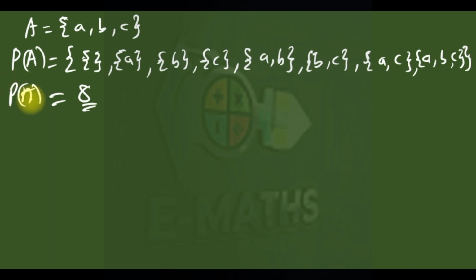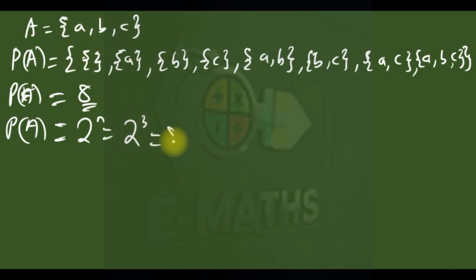Or you can still solve it as 2 raised to power n, where n is the number of elements, 1, 2, 3, which is 2 raised to power 3. So without wasting time getting all this, we can still use this formula. So that's the meaning of power set.